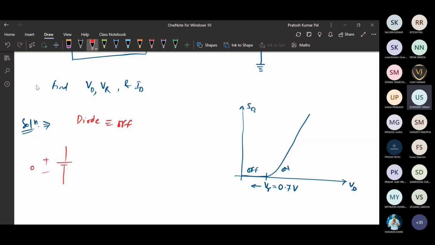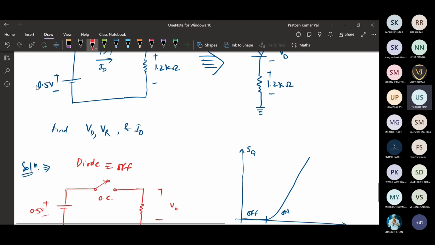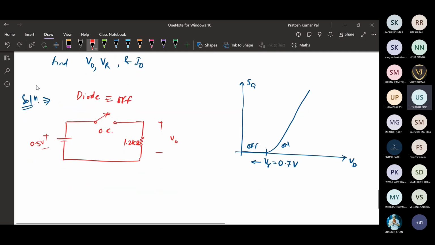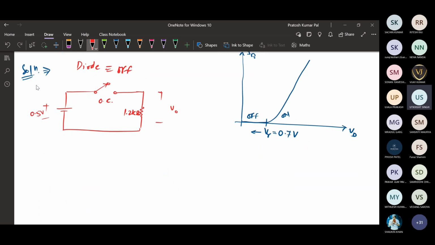It is plus minus 0.5 volt. If it is off, this will be an open circuit. So the diode will be an open circuit, and the rest of the components will be connected like that. So this will be the voltage drop, V output, and the resistance value is 1.2 kilo ohm. So we can just analyze. If the diode is off, that means it is open circuit.